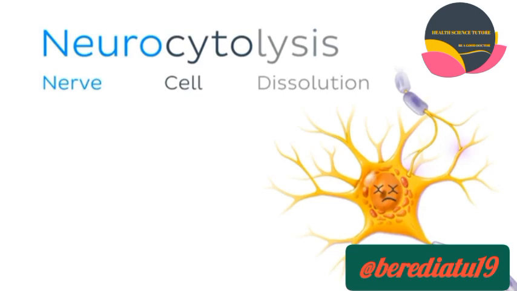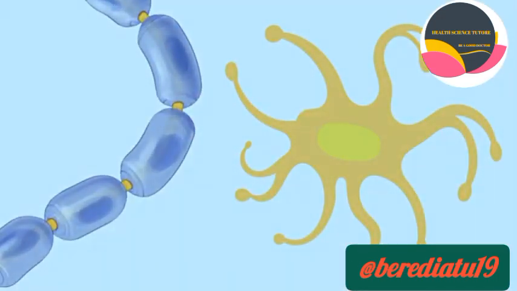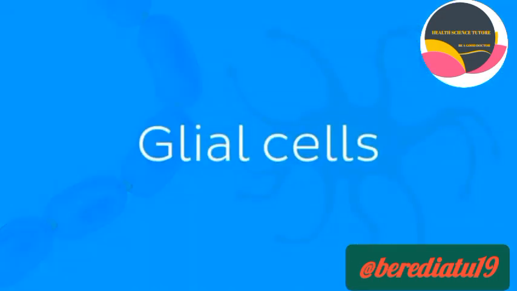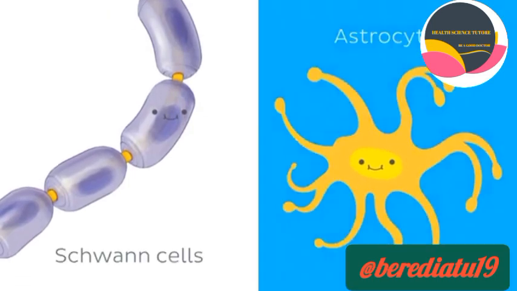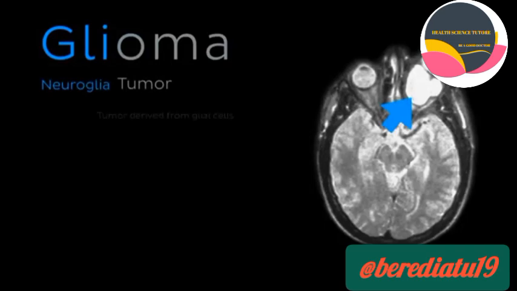Now, anywhere you have neurons, you will also have their support cells, which are known as glial cells, such as Schwann cells or astrocytes. Terms related to these types of cells often include the root word gli or glio with the O at the end. For example, a glioma describes a neoplasm or tumor derived from any type of glial cell.